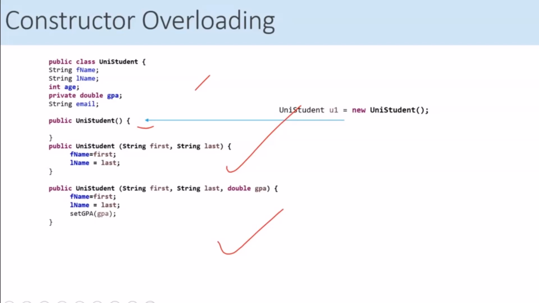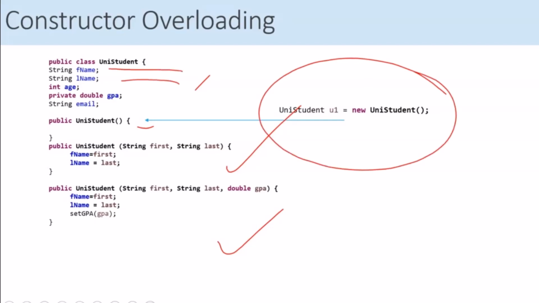Until you provide values. Do you understand? You see what I'm saying? If you create a uni student this way, string F name and L name will be null. Null, nothing, and you cannot use it. Integer age will be what? 0, because it's a numerical value. If it's a Boolean, it will be what? False. Okay. Now look at the second constructor.